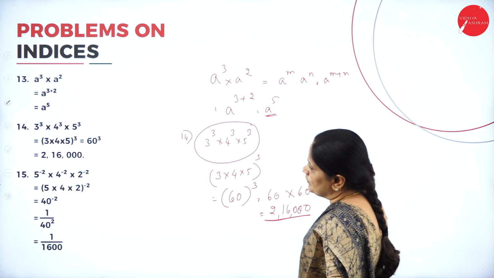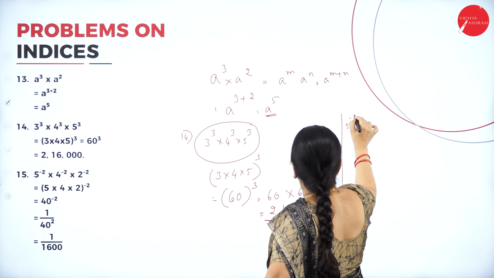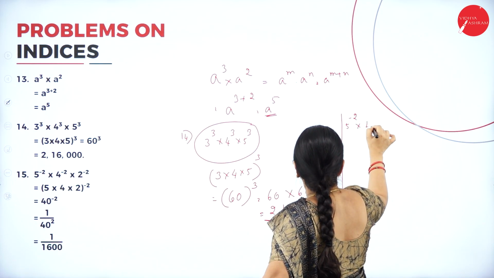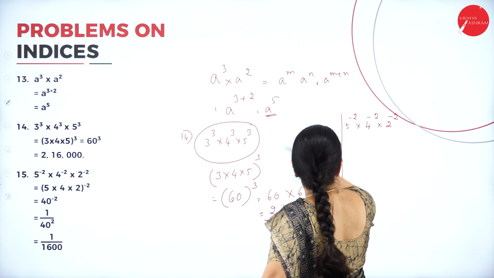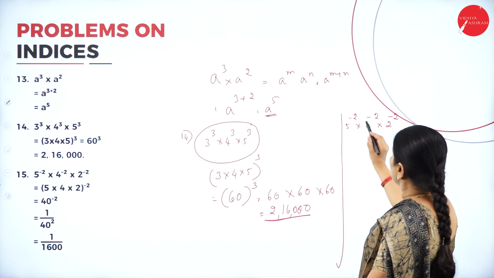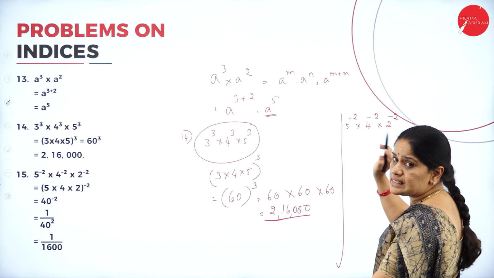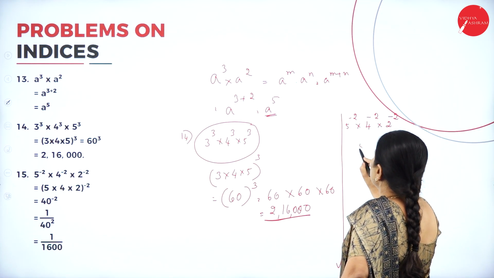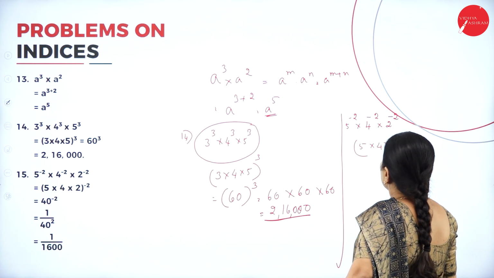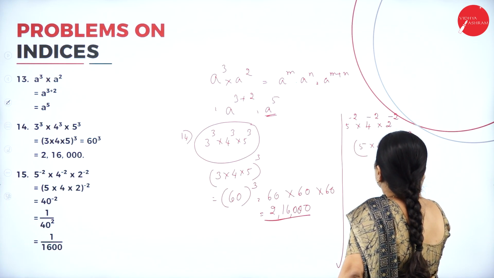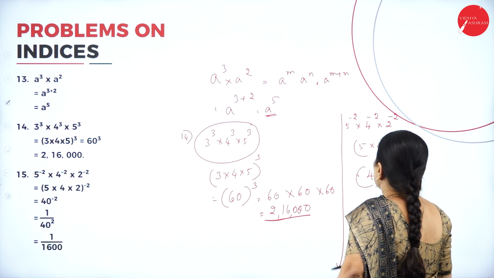Now, next, 15th problem here. What does the 15th problem tell us? 5 to the power of minus 2 into 4 to the power of minus 2 into 2 to the power of minus 2. Now, here again, if you can see, the bases are different, but the powers are the same. So, when the powers are the same, what I will do is multiply the bases, whole to the power 2. So, 5 fours are 20, 20 into 2, 40. So, this will be equal to 40 to the power of minus 2.